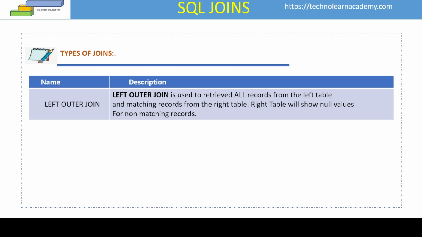Welcome to TechnoLearn Academy. In this lecture, we are going to discuss left outer join. Left outer join is used to retrieve all records from the left table and matching records from the right table. The right table will show null values for non-matching records.